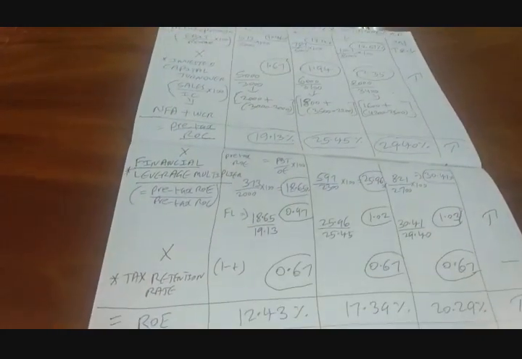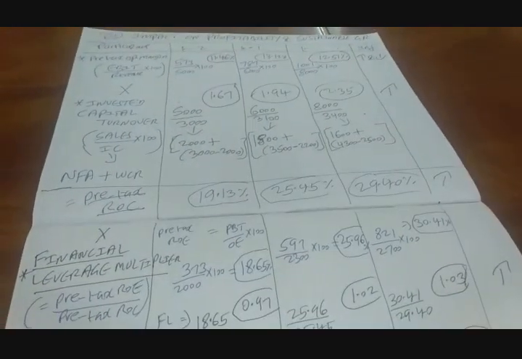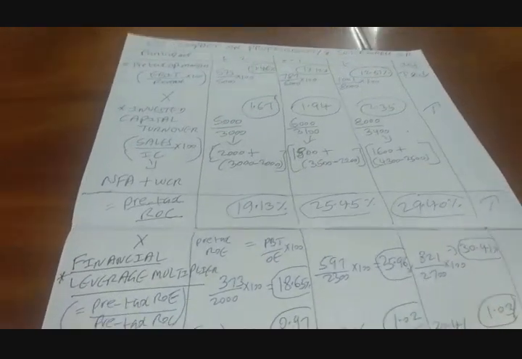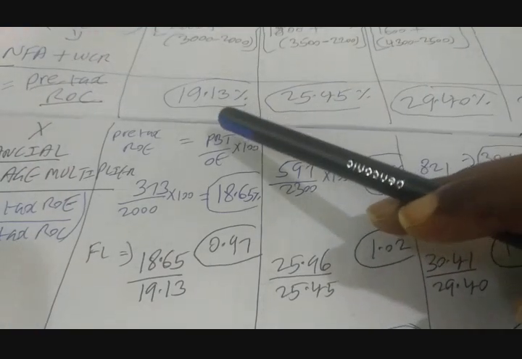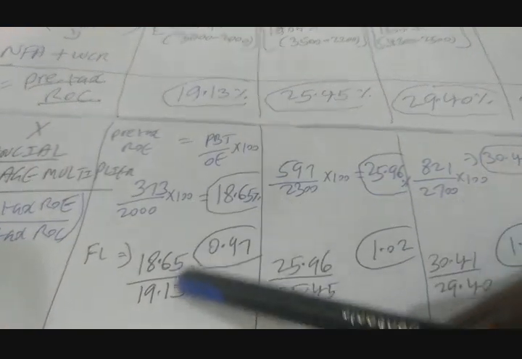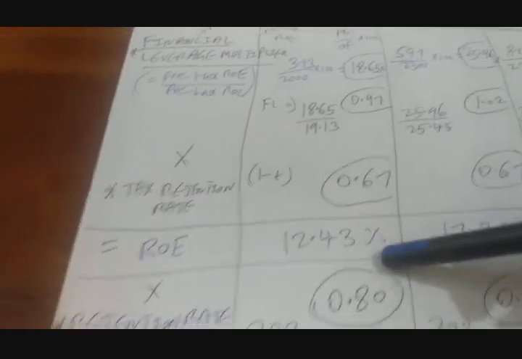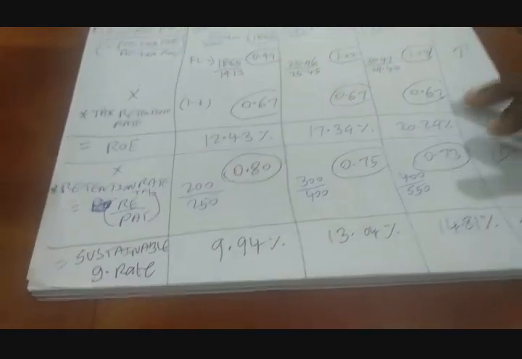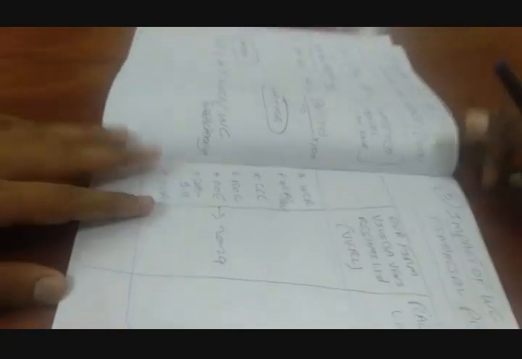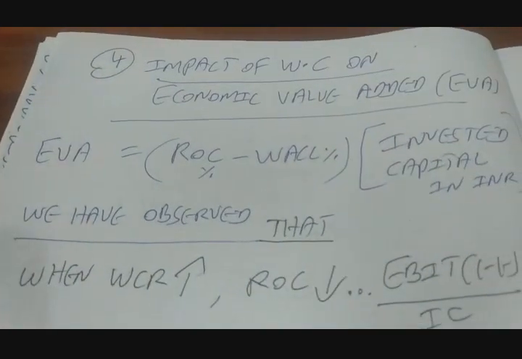So in a nutshell, what we have done in this question is we are interested in knowing how working capital is affecting the profitability and sustainable growth rate of companies, right? So we multiplied pre-tax ROC with financial leverage multiplier and then tax retention rate in order to get ROE, and then we multiply by retention rate in order to get sustainable growth rate. Okay, so that means lower the working capital requirement, higher is the sustainable growth rate. That is what we are getting, right? As well as higher is the profitability, right?